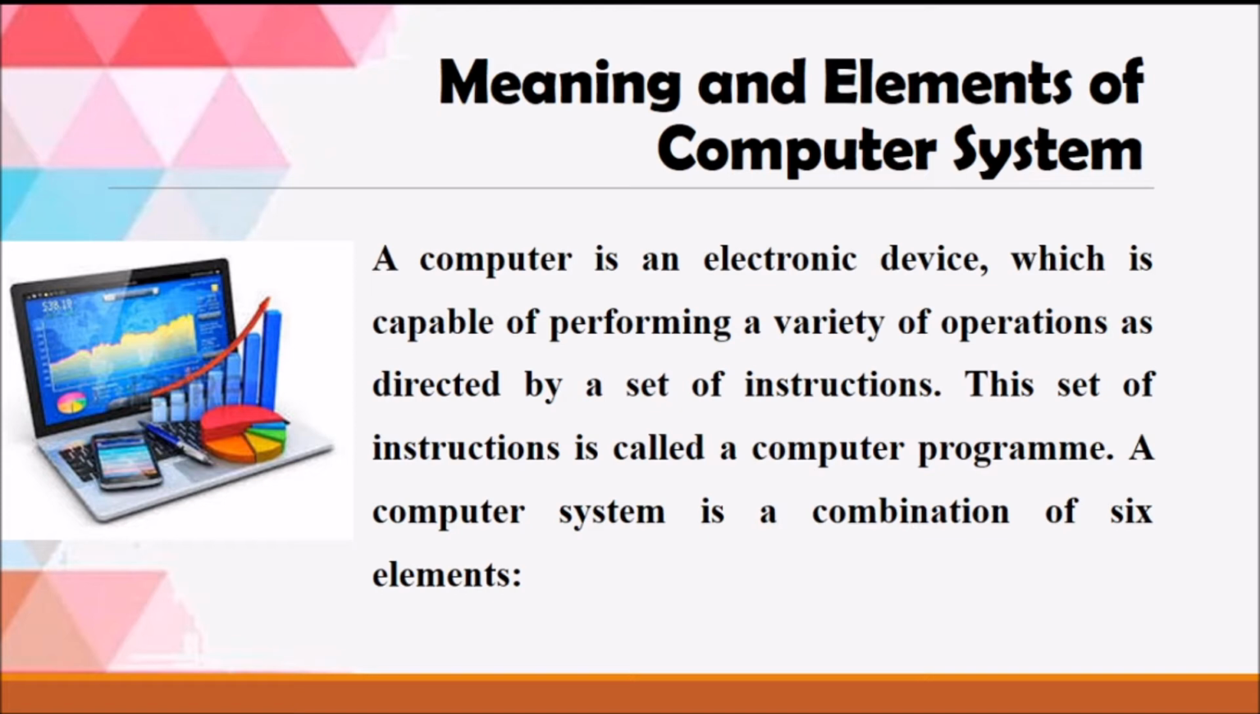You know, it is an electronic device which helps to store bulk of data and helps to do a variety of operations as per the set of instructions given by the operator or programmer. This set of instructions is called computer programs. A computer system is a combination of mainly 6 elements.